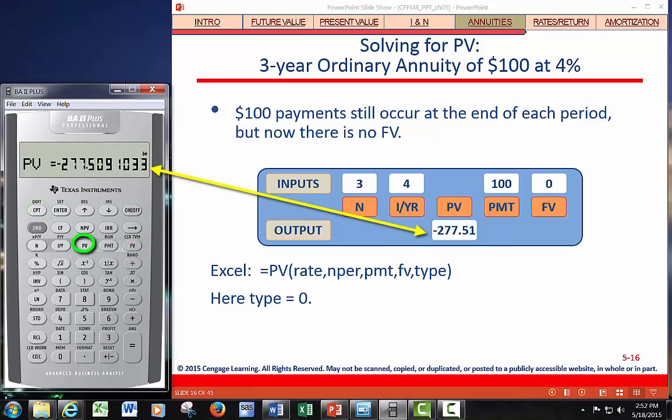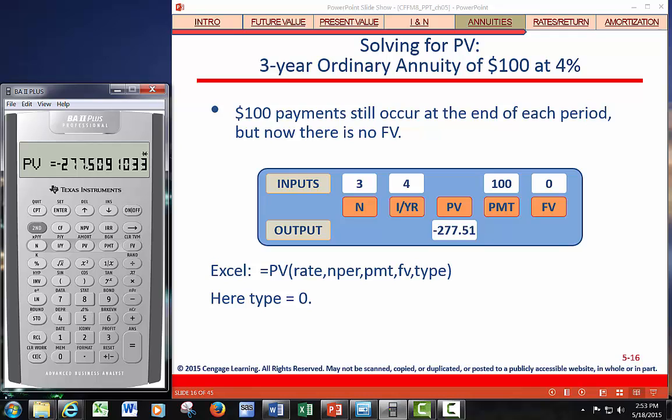And the answer of $277.51 appears. That means it will cost me $277.51 to invest in this ordinary annuity, which pays me $100, earning 4% interest each year for 3 years.